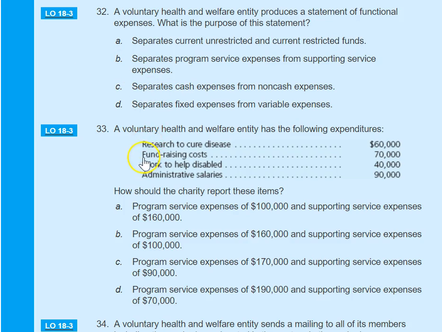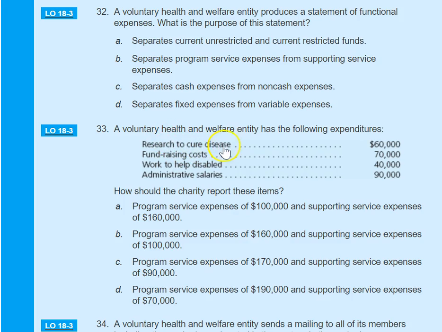Now how about number 33? It's kind of the same thing. It's classification of their program service and supporting service expense. So these are the items they have. This is a voluntary health and welfare entity. Remember this, their mission should be some cure of some disease or to provide healthcare service to people. So this is their mission. All those mission related, healthcare service related tasks should be under program service. On the other hand, administrative or any other management related expenses should be under supporting service.